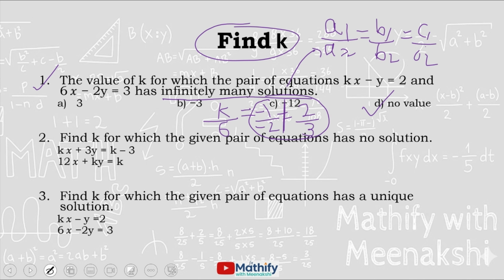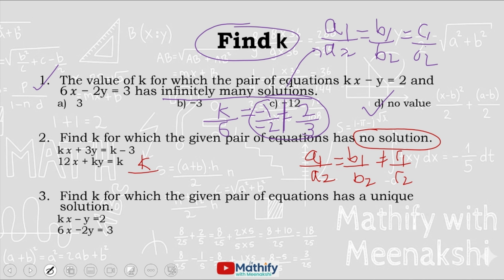In the second question, it is given that the equation has no solution. Now what is the condition for no solution? No solution means parallel lines. So in parallel lines, a1/a2 = b1/b2 but not equal to c1/c2. So let's put the values here. What is a1 here? k. a2 is 12. b1 is 3. b2 is k. c1 is k minus 3 and c2 is k.